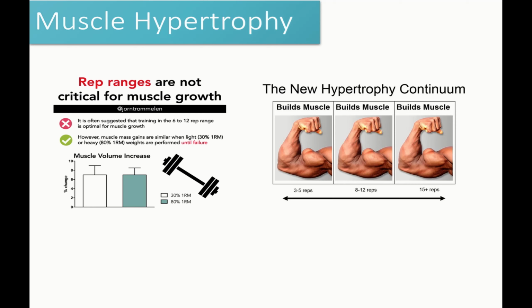So if we just look at some of the studies you can see here, it was proven that muscle mass gains were similar between groups that trained with 30% of their 1 rep max or 80% of their 1 rep max if those sets and reps were performed until muscle failure. Okay, so the muscle mass gains at the end of the study was the same whether we trained with heavier weights or lighter weights.